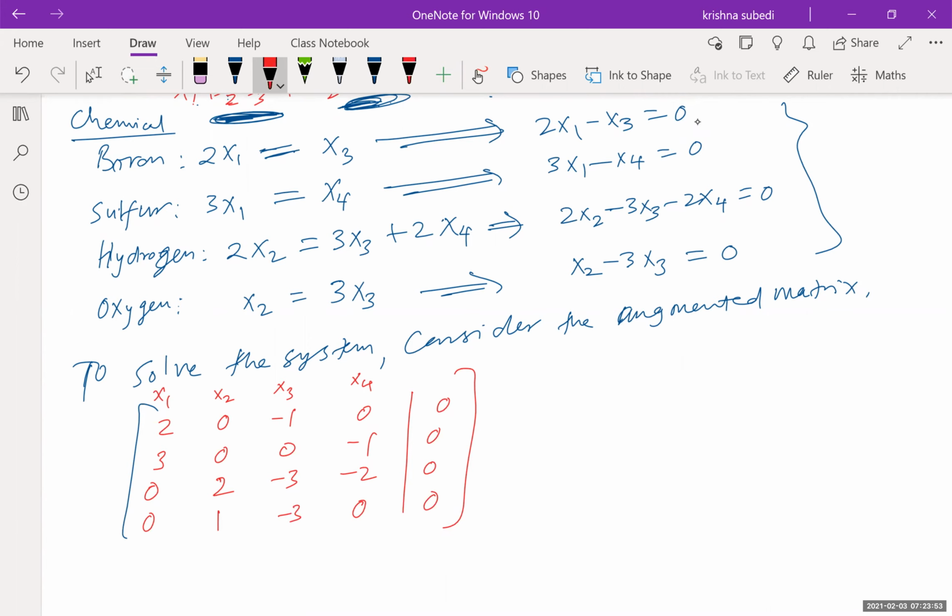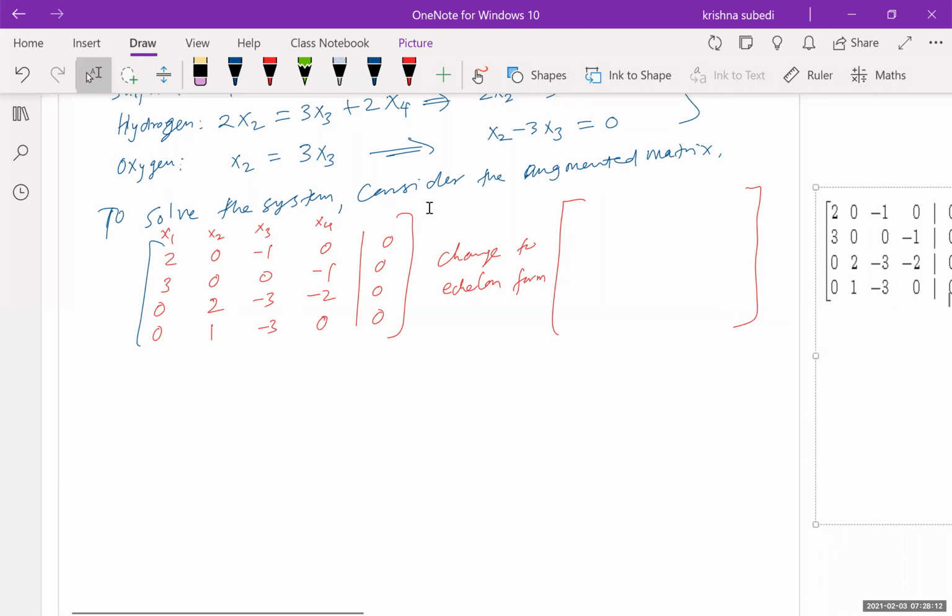Okay, now change to echelon form. And let me know what do you get. Okay, guys, I trust that you will be able to change it into echelon form.